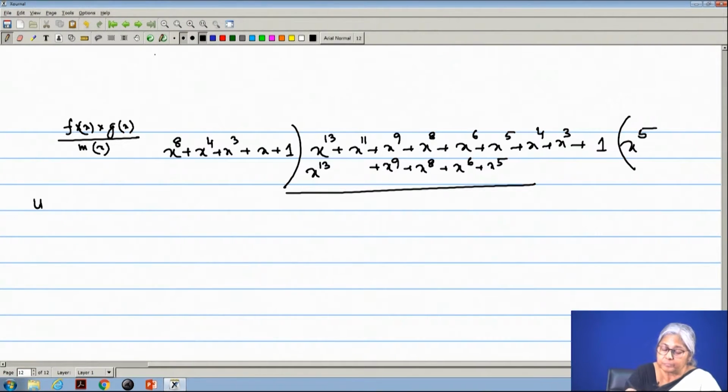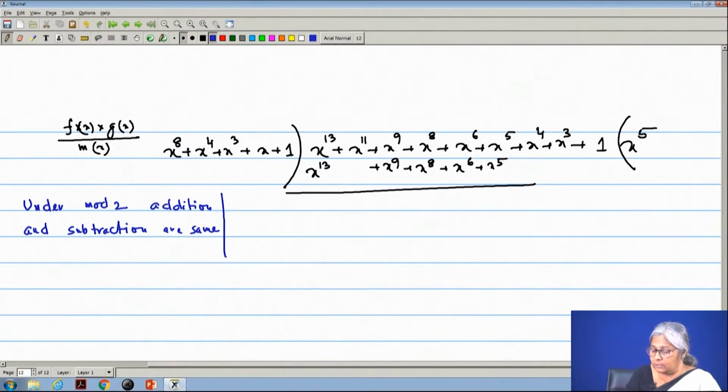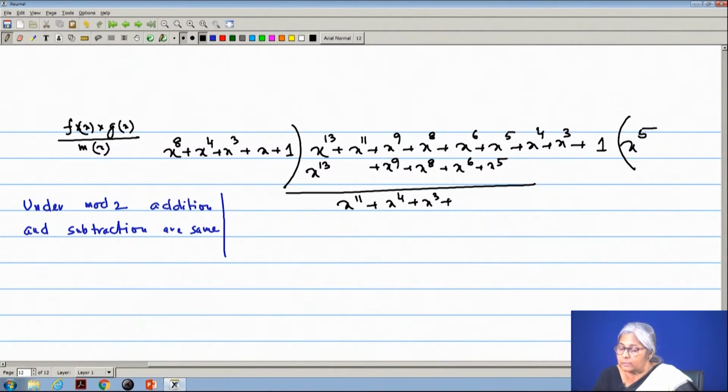So that is why we are not using any minus sign. We write that under modulo 2, addition and subtraction are same. So we are not using any minus sign. So it is only x to the power 11. Then these will all cancel out, then x to the power 4 plus x cube plus 1.